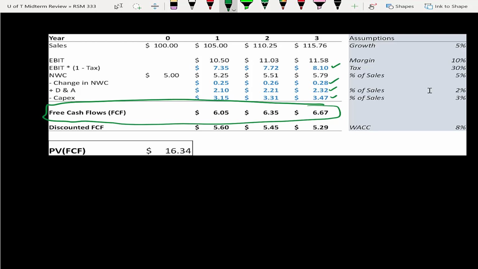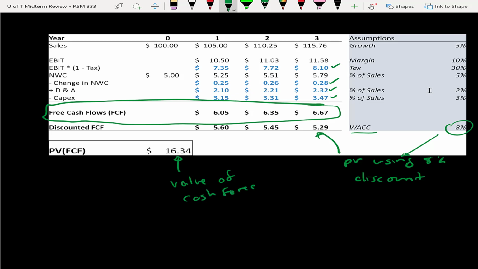And what they did was they converted it to present value. So you use the present value using 8% discount rate. And how did they get that? That was given. That was your weighted average cost of capital, discounted it back, and essentially you calculate that this company, the cash flow, is worth $16.34 million. So that's the value of the cash forecast that the company has created.